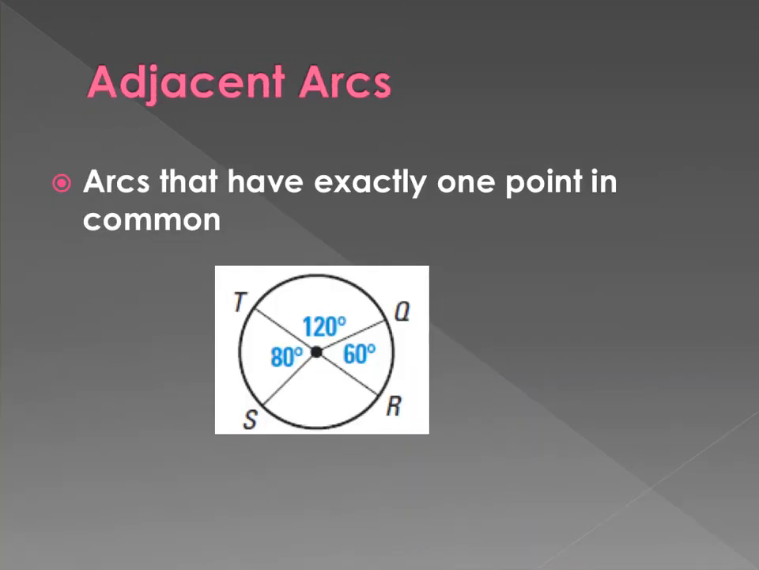Adjacent arcs are arcs that have exactly 1 point in common. So they are next to, they cannot overlap. So QR would be adjacent to SR, or QR would be adjacent to QT. Okay, RS would be adjacent to ST, ST would be adjacent to TQ. They can't overlap. They have to share a point. Okay, so they're next to without overlapping.